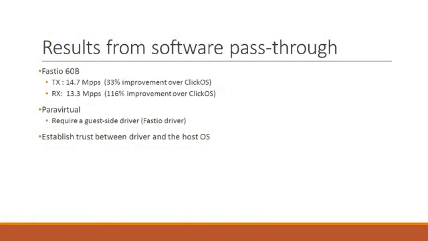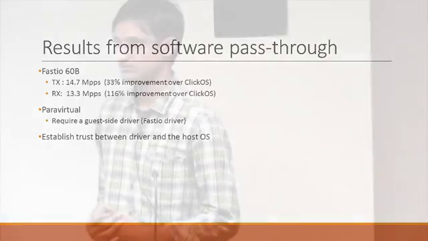We achieve line rate performance even with 60 byte packets, which is a 33% improvement over ClickOS for send and 116% for receive. Our technique is paravirtual, so we require guest side drivers, which we call the Fastio driver, and we establish a trust between the driver and the host OS.